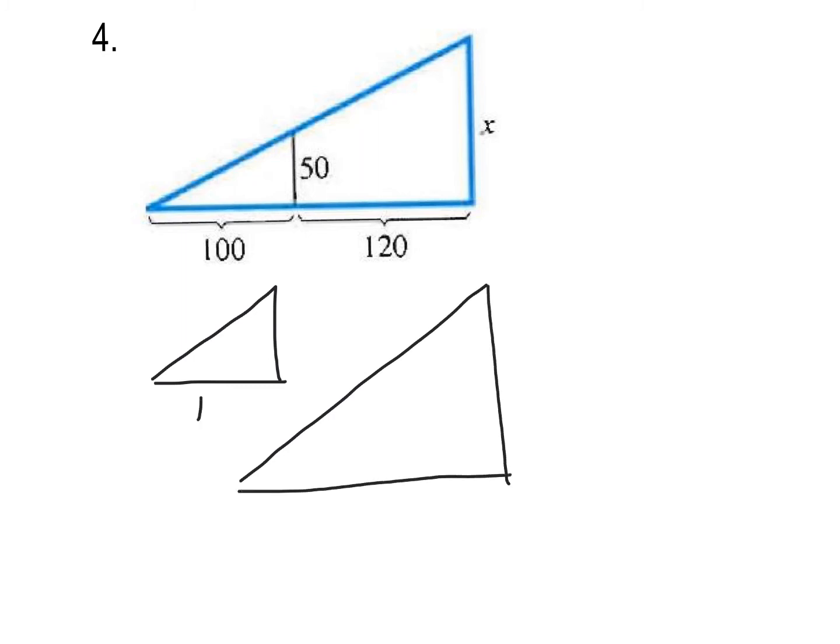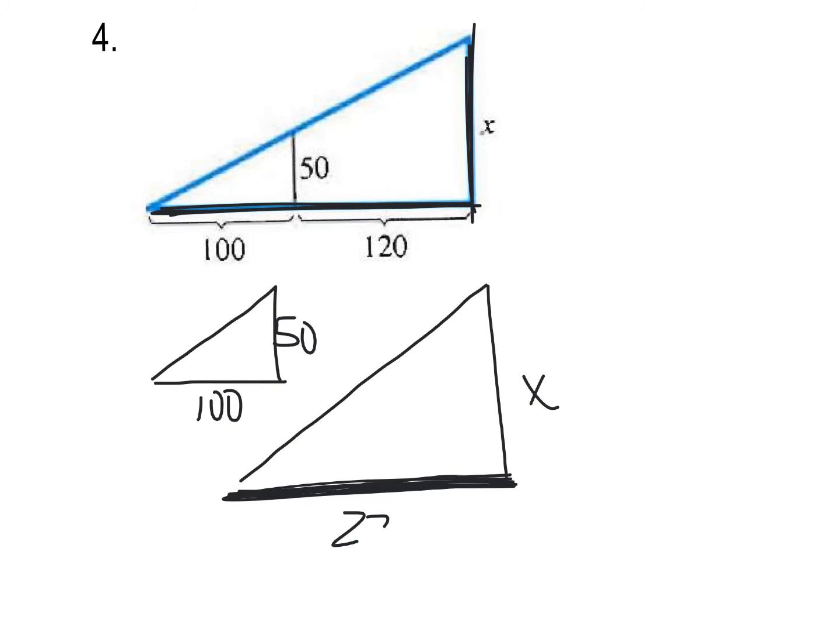So this is 100 and this is 50. My x is over here, but what is this? It's not 120, is it? This entire side is actually 220. And so that's going to help us set up our proportions. So we need to set up ratios here, and we need to compare sides.